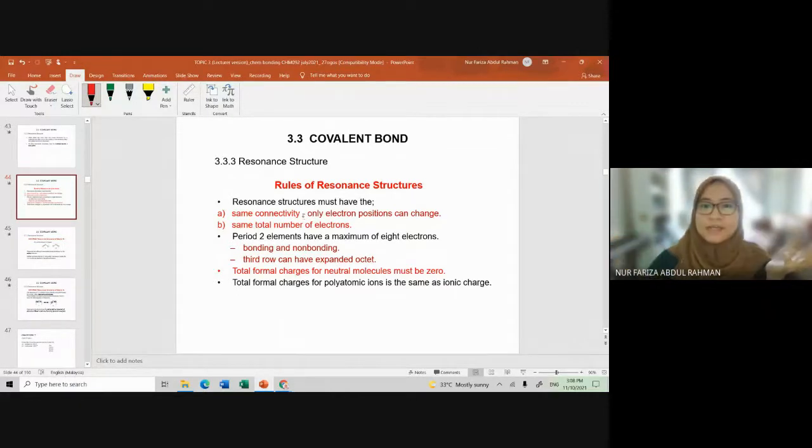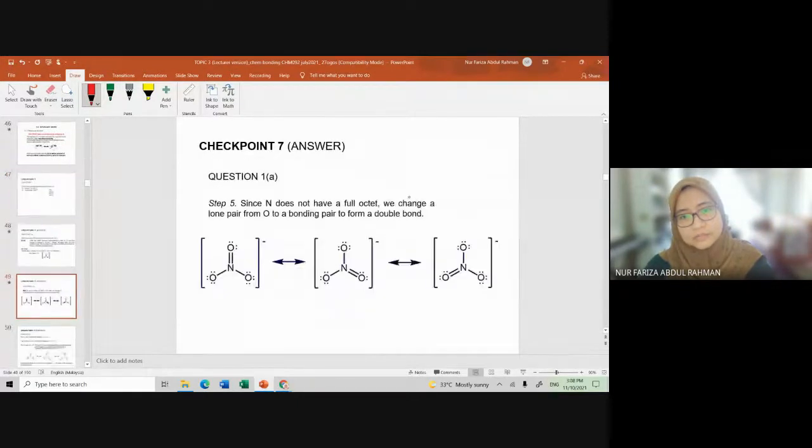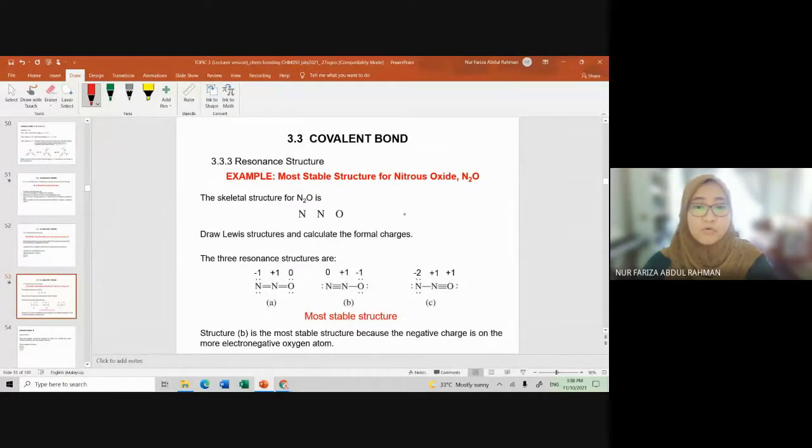For example, HCN does not have resonance structure. Let's look at an example directly. So NNO, make sure that you draw the Lewis structure for NNO first, and then next only you go for the resonance structure.